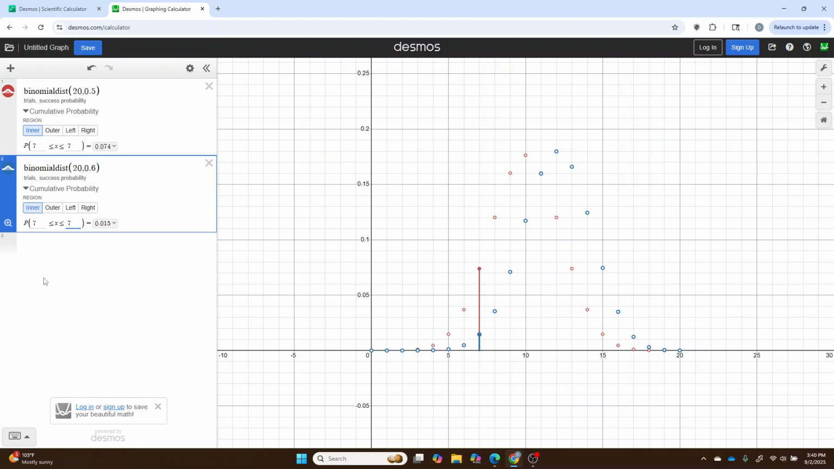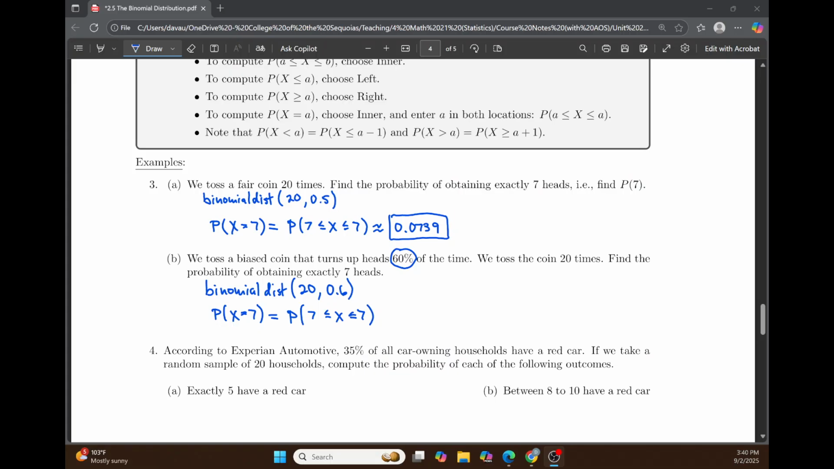Notice that the probability decreased. It's less likely in this case. That's something that's worth pausing to reflect on a little bit. But let's write down our answer. Let me try to get 4 decimal places here. So it says 0.0146. Okay, so the probability decreased.